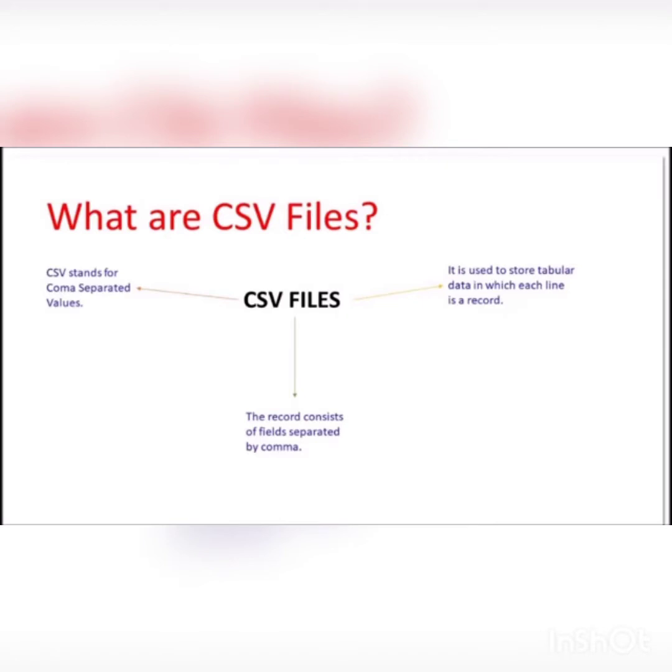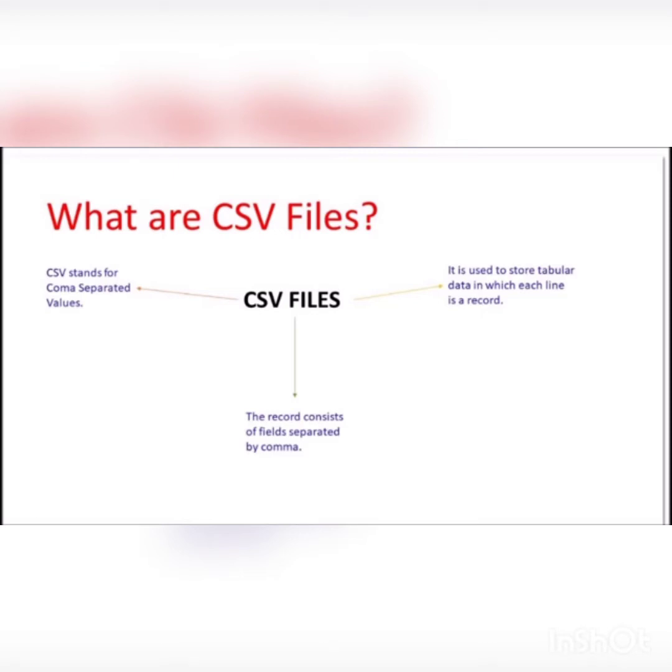which the data is stored in tabular form. Tabular form means each and every row. See, a table has rows and columns. A row is known as a record and a column is known as a field. So how will it be stored in Notepad? Each row is stored with the data separated by commas. Basically, the record consists of all the fields separated by commas.